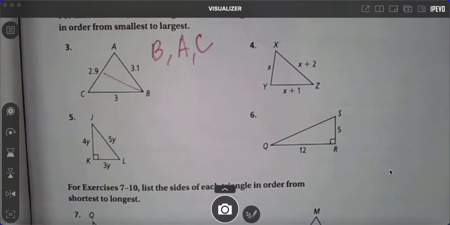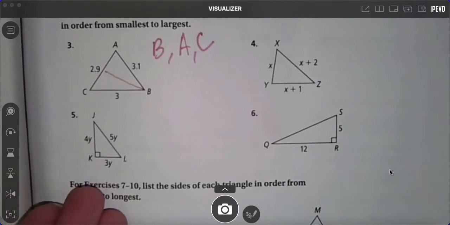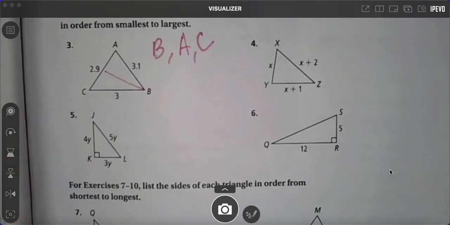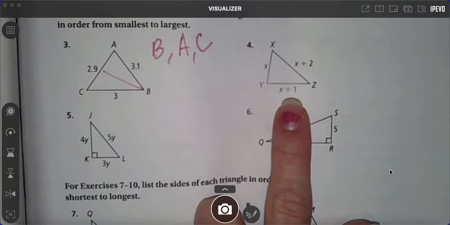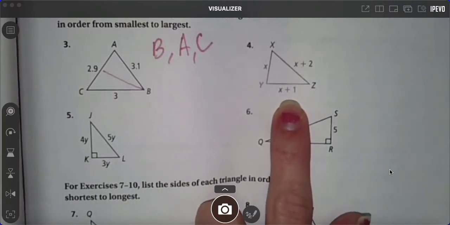Now, I know that number 4 and 5, they have just X's and Y's. But what would be my smallest X? It would be X, the one that's just X by itself. So, like on your number 5, what's the smallest value on there? 3Y is the smallest, right? Then 4Y, then 5Y. Wait, we're on number 4. Yeah, we're doing number 4. You're doing number 5, but I was just kind of giving you a hint on it.